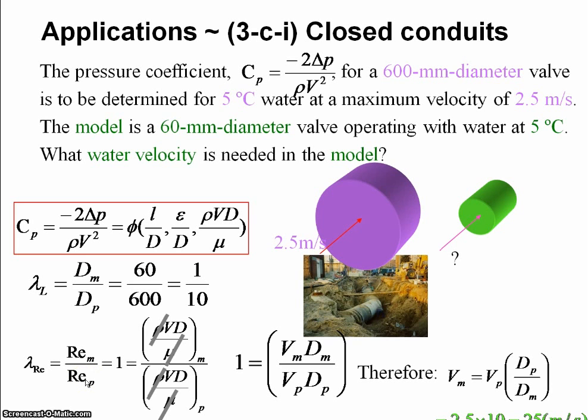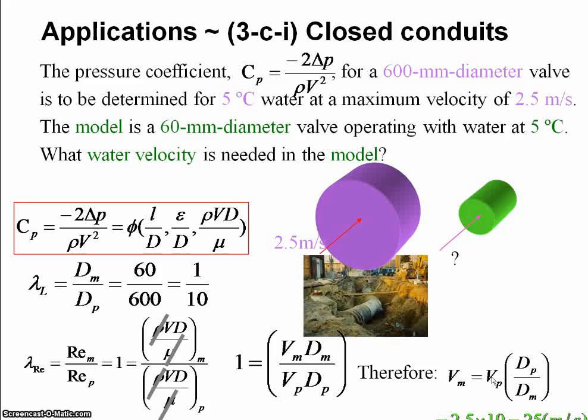So this is the first example. Now everyone should know how to do this kind of thing. First, we always develop the geometric similarity, and we require the dimensionless, particularly dynamic similarity, equal to 1 between the model and prototype. And then we find the relationship between the model and prototype, in this example, for the velocity.